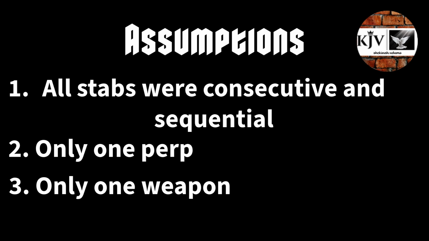Before we set the stopwatch, let me give the assumptions. The assumptions for this experiment are that all stab wounds are sequential. In other words, they're right after each other. Okay, I'm going to change that in a few minutes, but for right now, this is the assumption. Also, we assume that there's only one perpetrator and only one sharp-edged weapon.